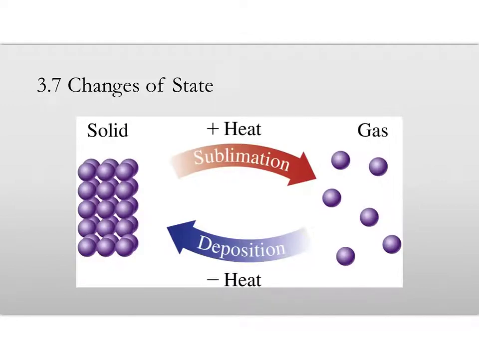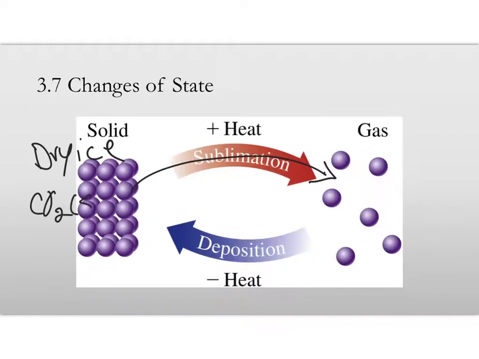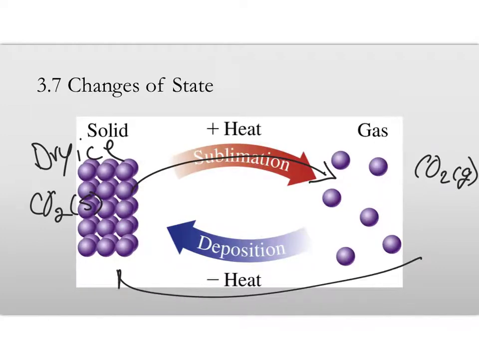This picture just shows sublimation versus deposition. You have to add heat to the solid to get it to convert to a gas. Dry ice does this. Let's say it's CO2, that's a solid, it's going to go into CO2 that's a gas, and it can go backwards as well. This happens at about negative 76 degrees Celsius.